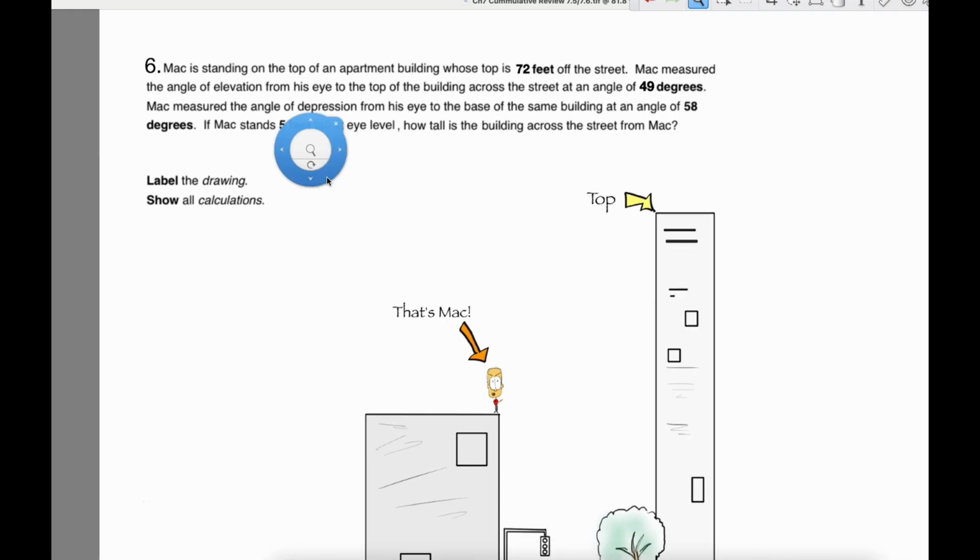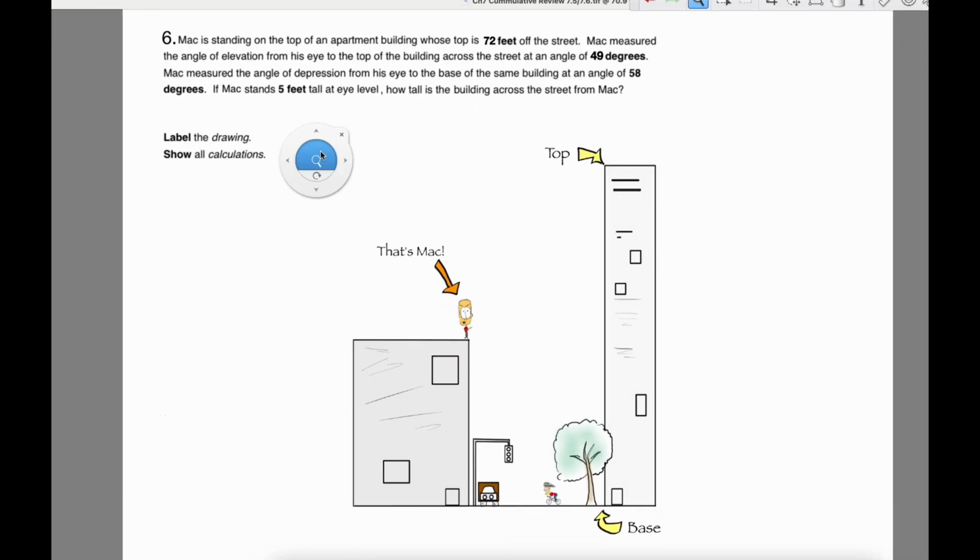That makes sense. Mac's standing at the top of an apartment building whose top is 72 feet off the street. He measures the angle of elevation from his eye to the building across at 49 degrees. He measures the angle of depression from his eye to the base at an angle of 58 degrees. If he stands 5 feet tall at eye level, how tall is the building across the street?